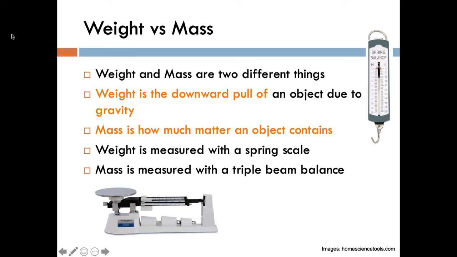Weight versus mass. Weight and mass are two different things. Weight is the downward pull of an object due to gravity. Mass is how much matter an object contains. Weight is measured with a spring scale. Mass is measured with a triple beam balance.